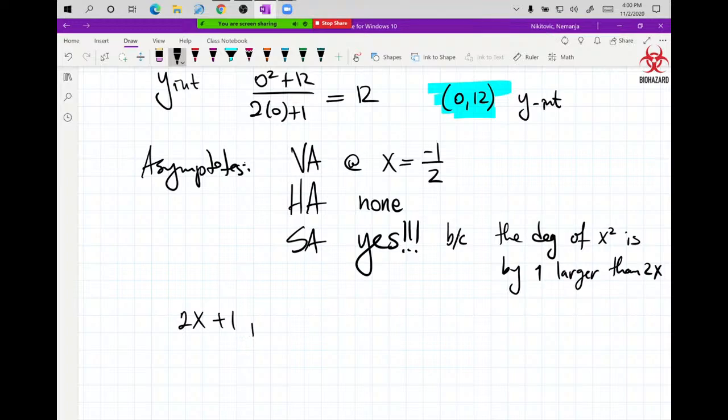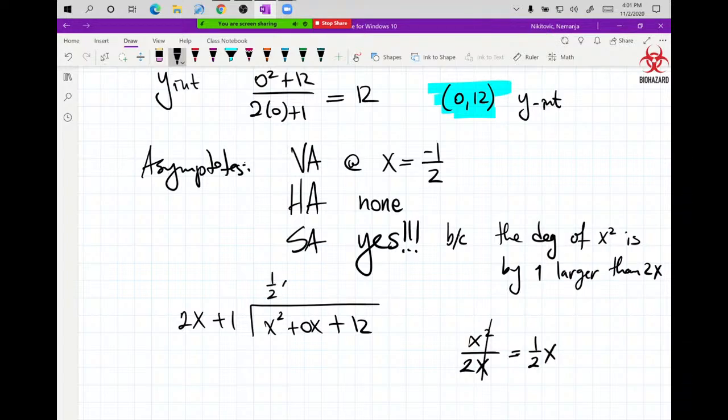2x plus 1 divided into x squared plus 0x plus 12. I place this, what we call a placeholder there, so that we can easily do the division. So how many times does 2x go into x squared? If you don't know the answer, just do it on the side. x squared divided by 2x. When one of the x's cancels, the form of your answer is 1/2 x. That's what's left. So 1/2 x.